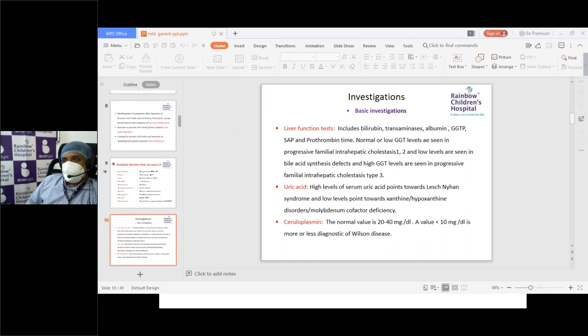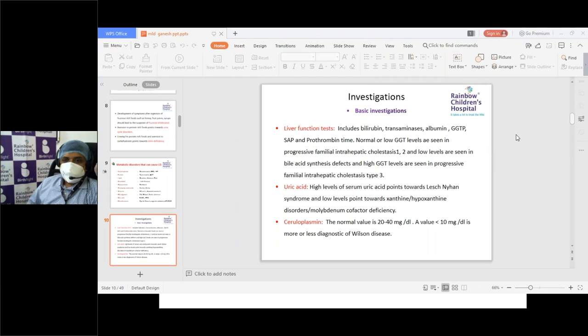So we have suspected that a child has come with an underlying metabolic disorder, and we know that these are all the various conditions that can result in a metabolic disorder. Now, what are the investigations that one should ask?